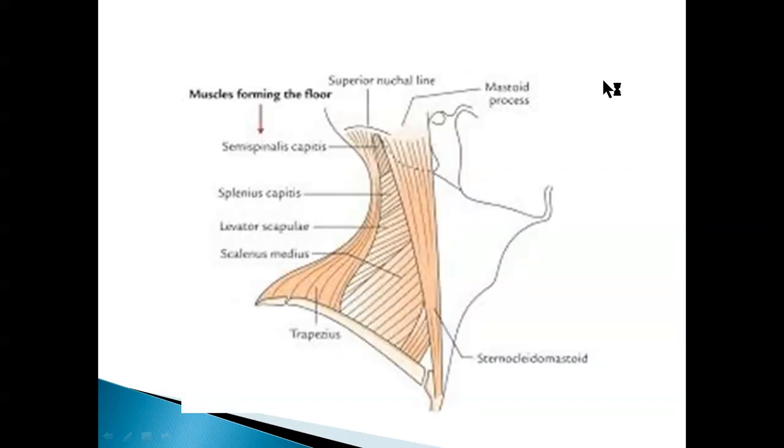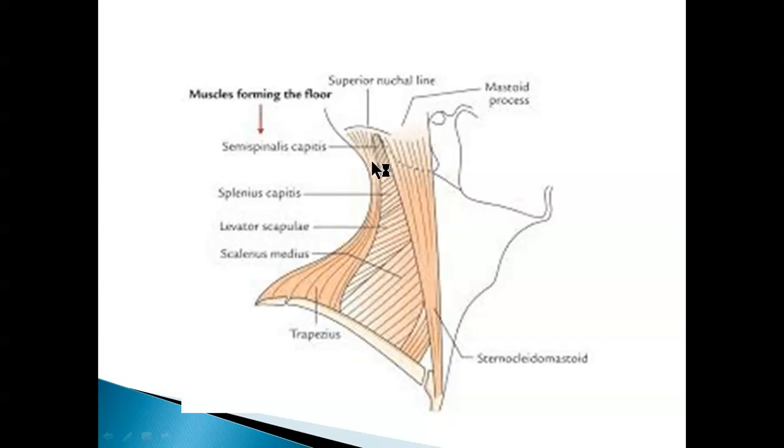Now we can appreciate we have the trapezius muscle over here and the sternocleidomastoid. Anything behind the sternocleidomastoid muscle would be your posterior triangle. Here we can see the floor of the posterior triangle, formed by these muscles in the back area. Splenius capitis, the most superior one, and then the levator scapulae and the scalenus medius over here, forming the floor of your posterior triangle.